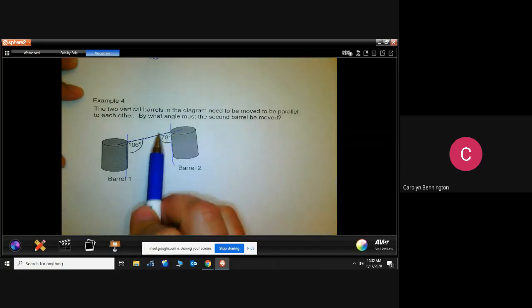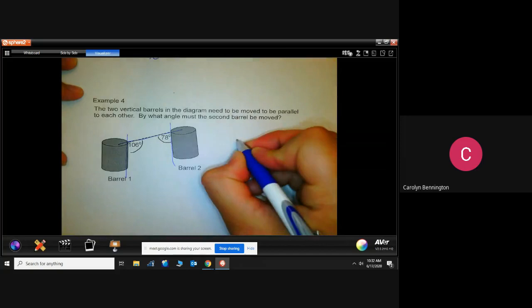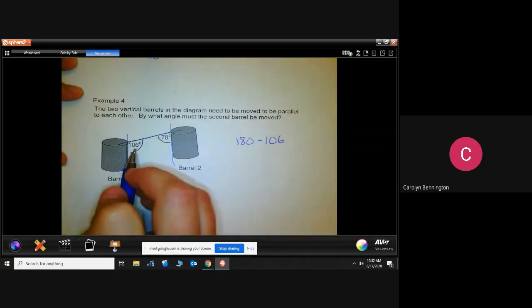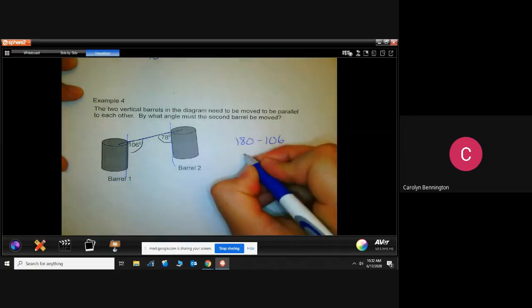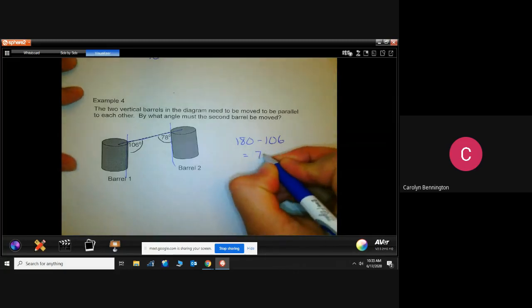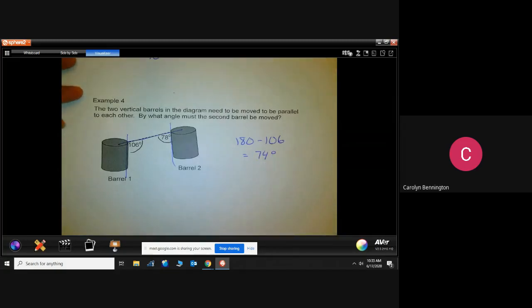So we want to move barrel number 2, but we have to figure out how much we need to move it by. So we're going to start with our 180 degrees, and we're going to subtract the 106 degrees. That's going to be consistent. It's going to stay there. So when we do that, 180 minus 106 is 74 degrees. So that's what this angle has to be in order for them to be parallel.